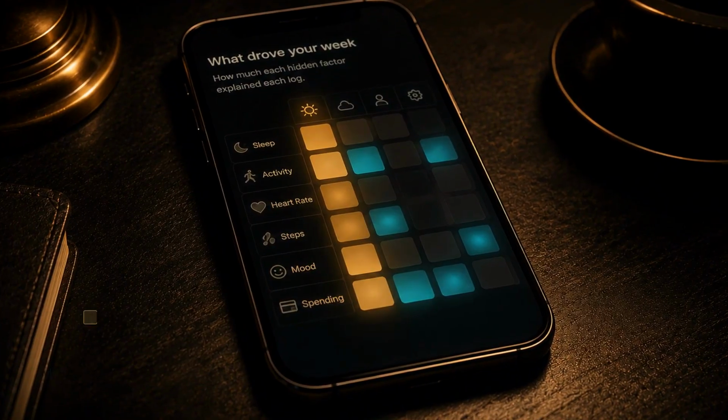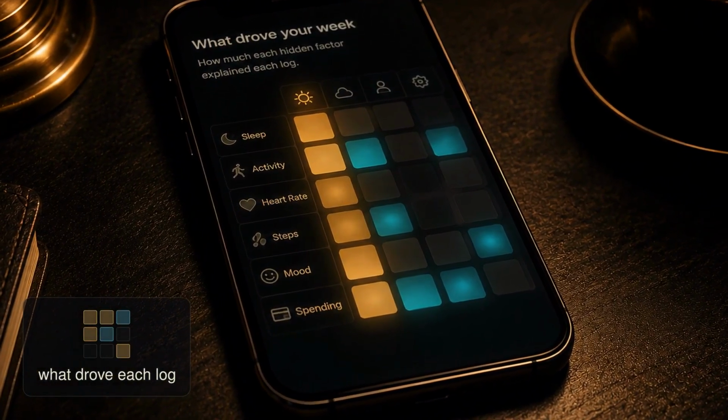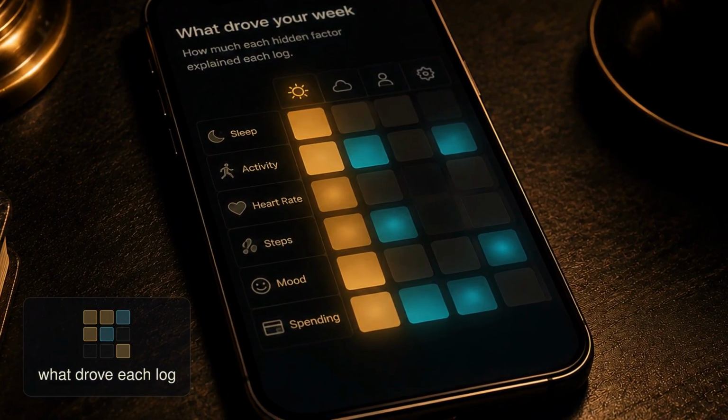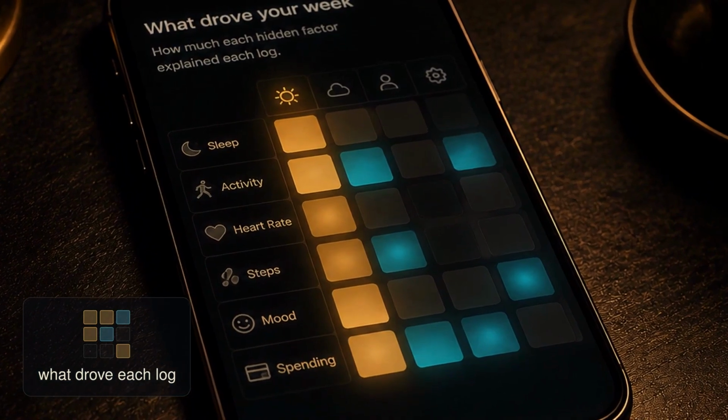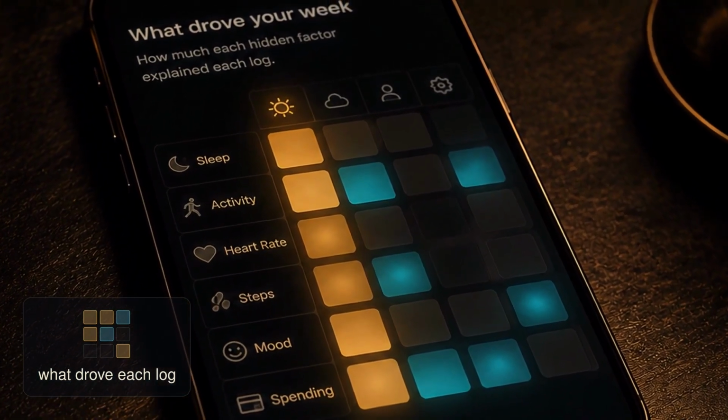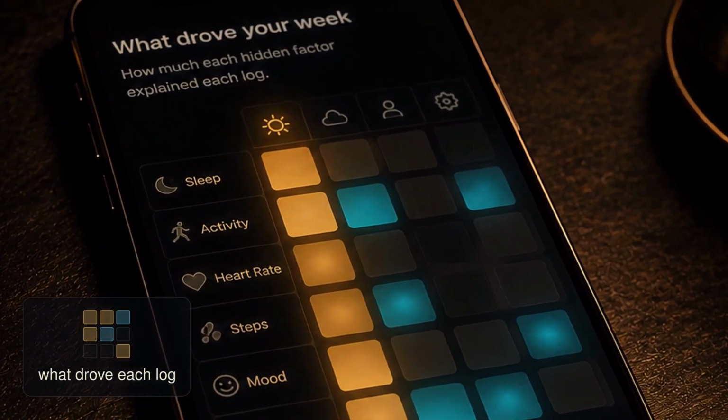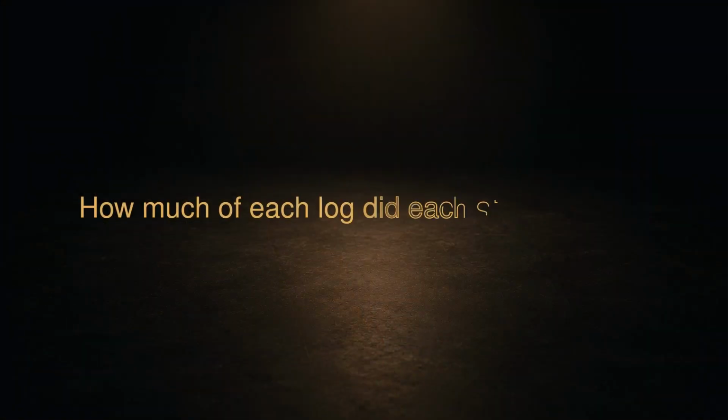After all that fitting, here's what your phone could finally hand you. A single panel that explains your week, not the raw graphs, a summary. For every metric, how much of it each hidden state was responsible for. This is the part MOFA is really for. This grid is the answer the whole method was building toward.